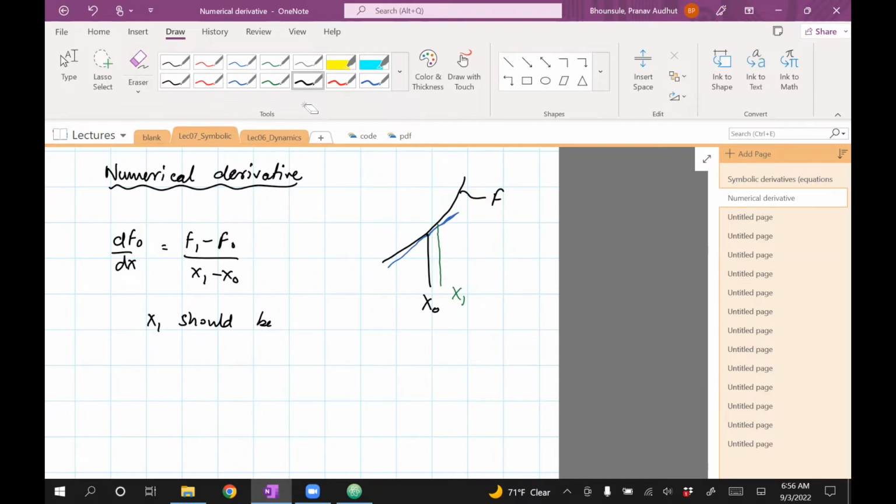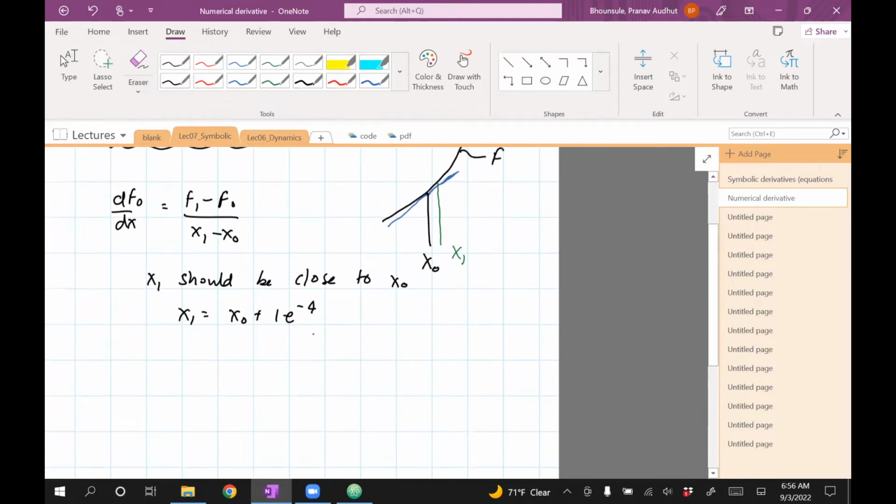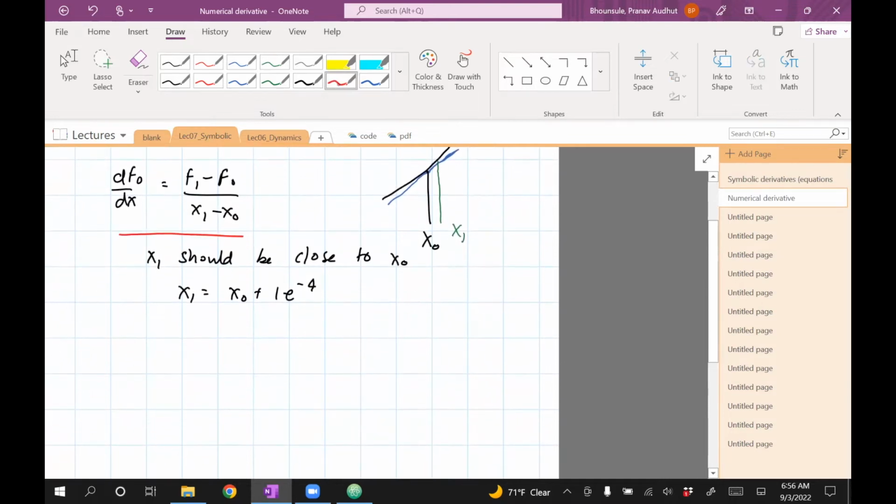close to x0. So for example, we typically take x1 equals x0 plus 1e-4. Now you can't go too low on that because then your machine precision will affect you and you get garbage values. Okay, so this type of derivative is known as the forward difference, this formula. Forward difference.